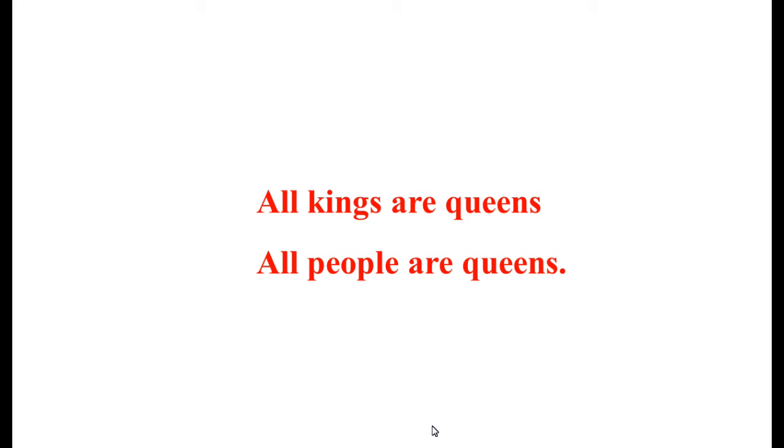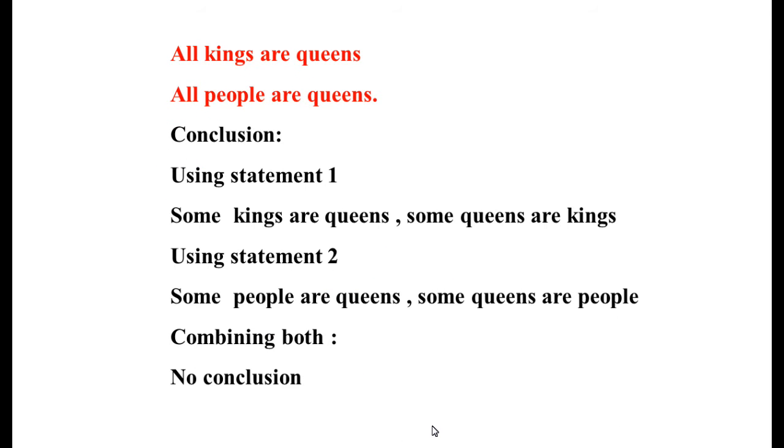Okay. Next question. All kings are queens and all people are queens. So all kings are queens. Using the first statement, this all can be replaced with some. So some kings are queens. Now king will go to queen place, queen can go to king place, because some is reversible. So some queens are kings. As I said, A intersection B and B intersection A, in the Venn diagram both are same. So some is reversible. Using the second statement, all people are queens, all can be replaced with some. So some people are queens and some queens are people. Okay, these 2 conclusions are possible.